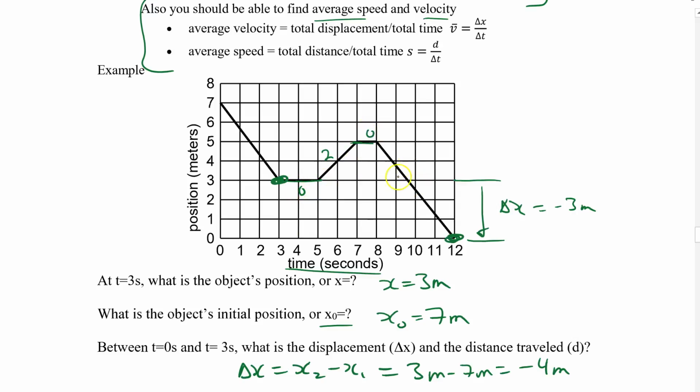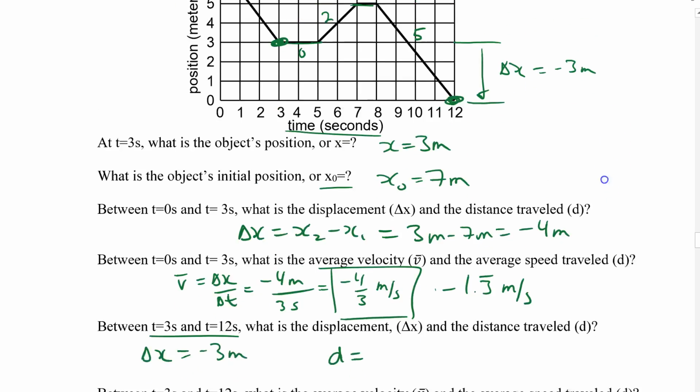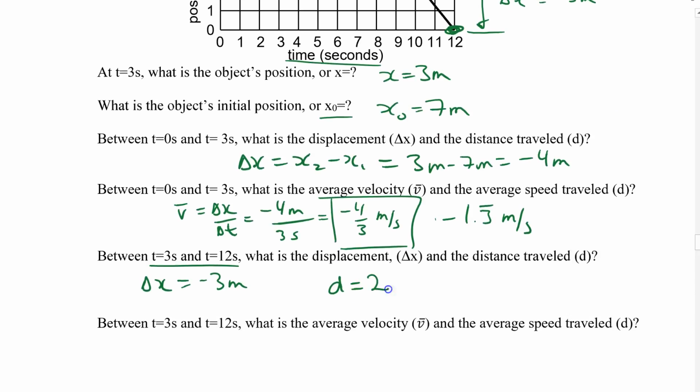Here it's 0 again. From here to here I went from 5 to 0, and it doesn't matter if I went in the positive direction or the negative direction. I went 5. So what's my path length? How many steps would I have taken? So 2 plus 5 is 7.